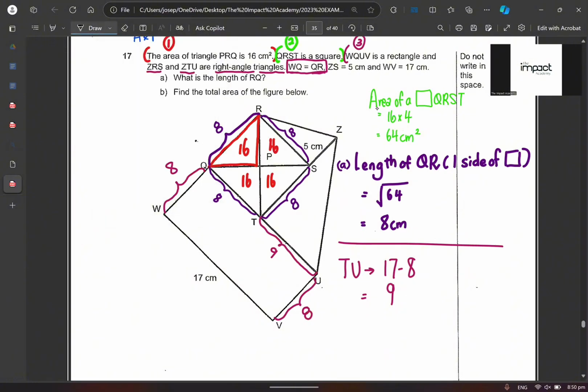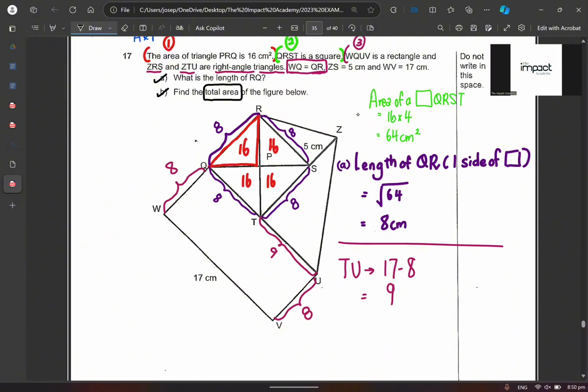Very good. Now, more importantly, what I want to do is solve part B already. We don't have to find ZU first. Why? Because the question says I want you to find the total area. Make sense?